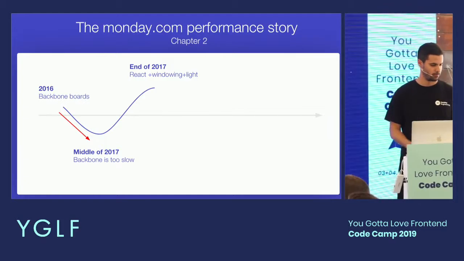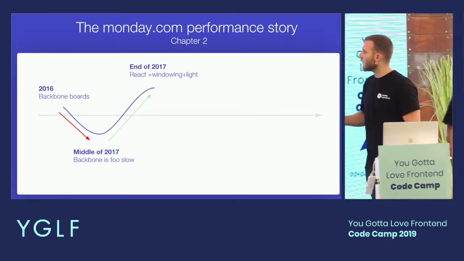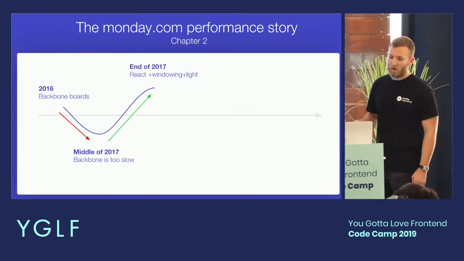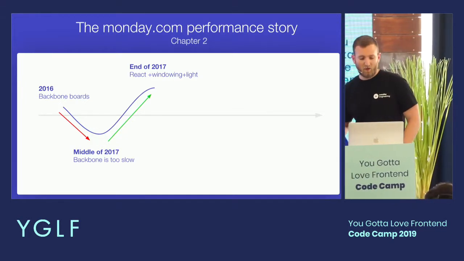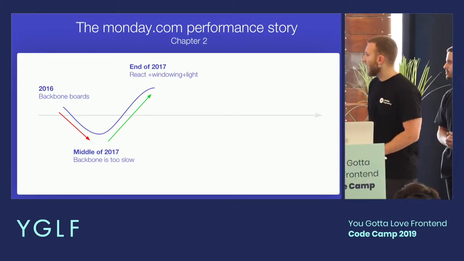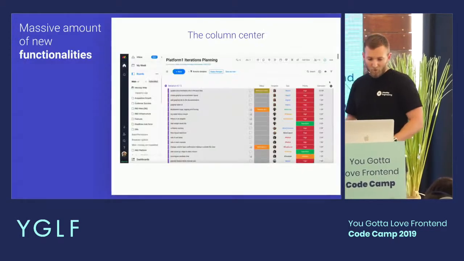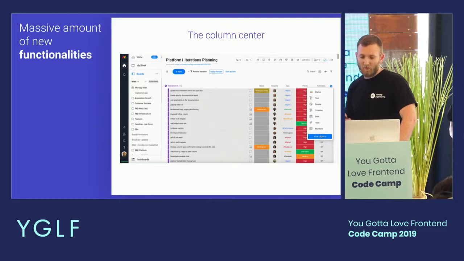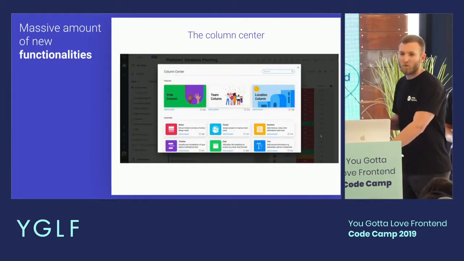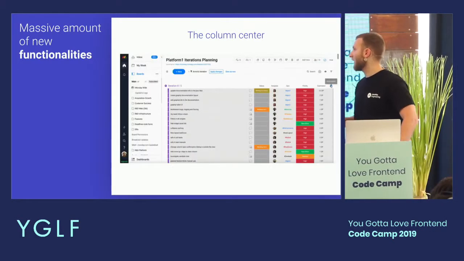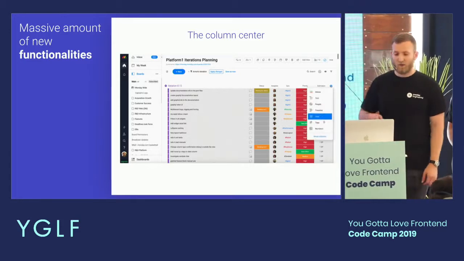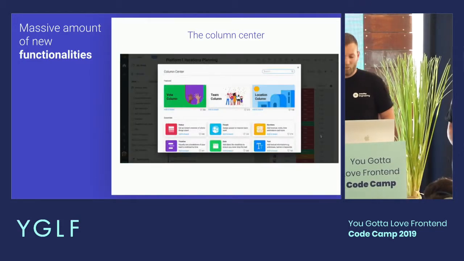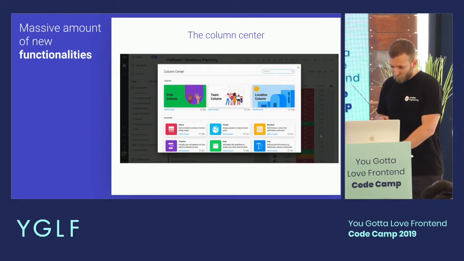So, as Lior said, we implemented the React boards, and then we added windowing and light components, and the performance was good. And then we added a lot of new functionalities to the board. For example, let's take a look at the column center, the new column center that we have added. Now the users can add a lot of new columns that we didn't have before.